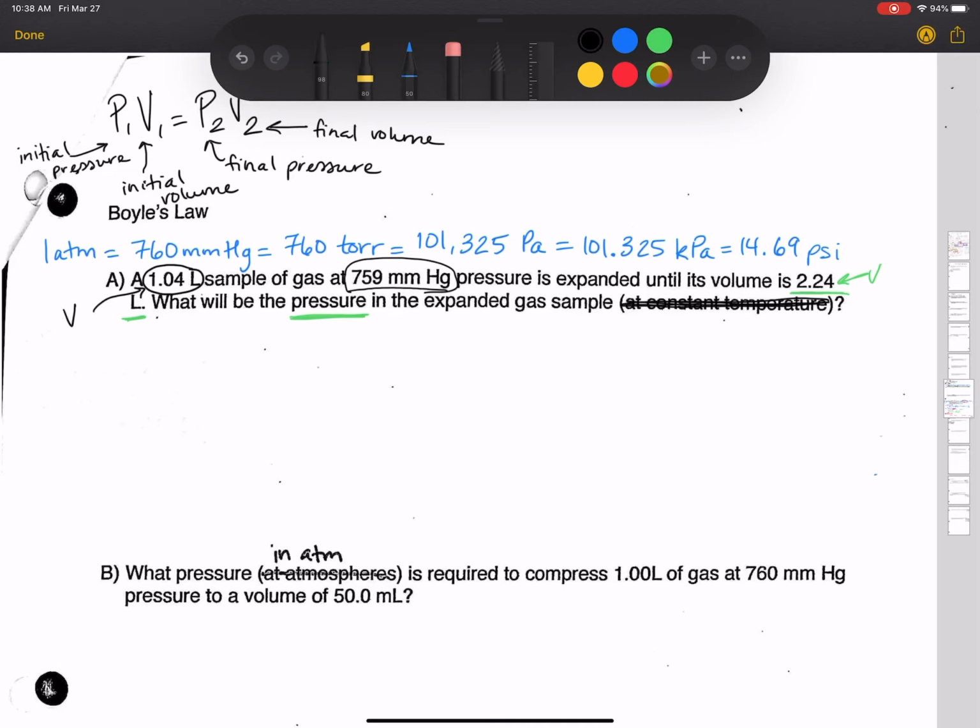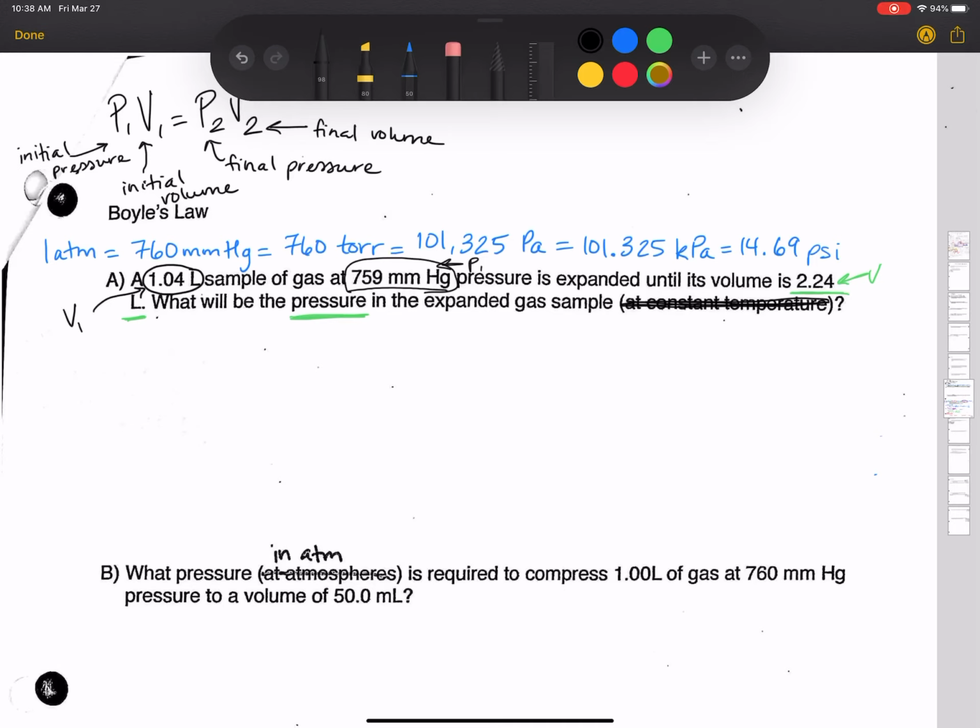This volume right here, the 1.04 liter sample of gas, that was at 759 millimeters mercury pressure. So this is your V1, and this right here is your P1. The reason why I know that this is the 1 and not the V2 P2 is because they're telling you in the question that that gas was then expanded. So whatever the expanded gas is, the new volume, the new pressure, that's going to have to be your P2 and your V2 because that's your after. The 1 is always the before, the 2 is always the after.